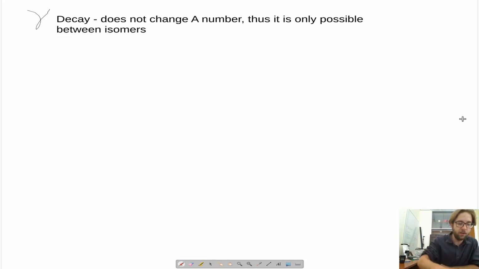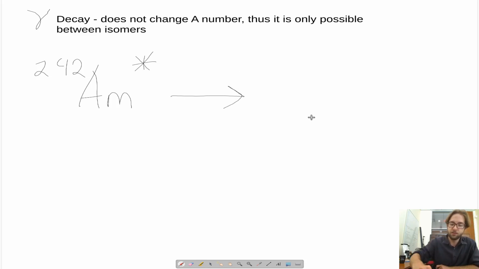So there's a very famous isomer of americium-242. It has a well-known isomer that is what they call metastable, so it stays around for a long time. And so we'll indicate that with an asterisk, and so this will decay down into the non-excited state, the ground state, of americium-242 plus a gamma.